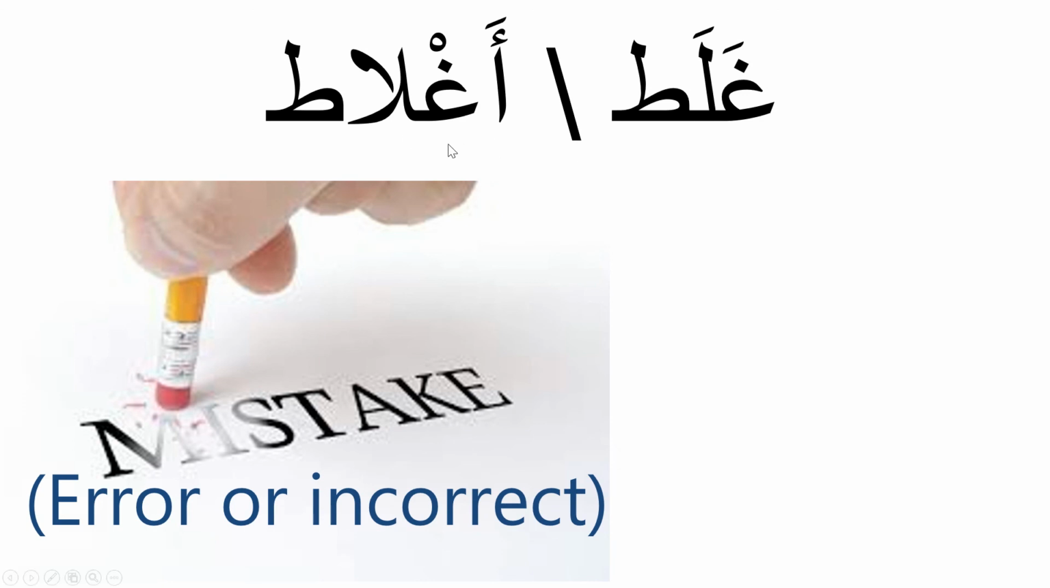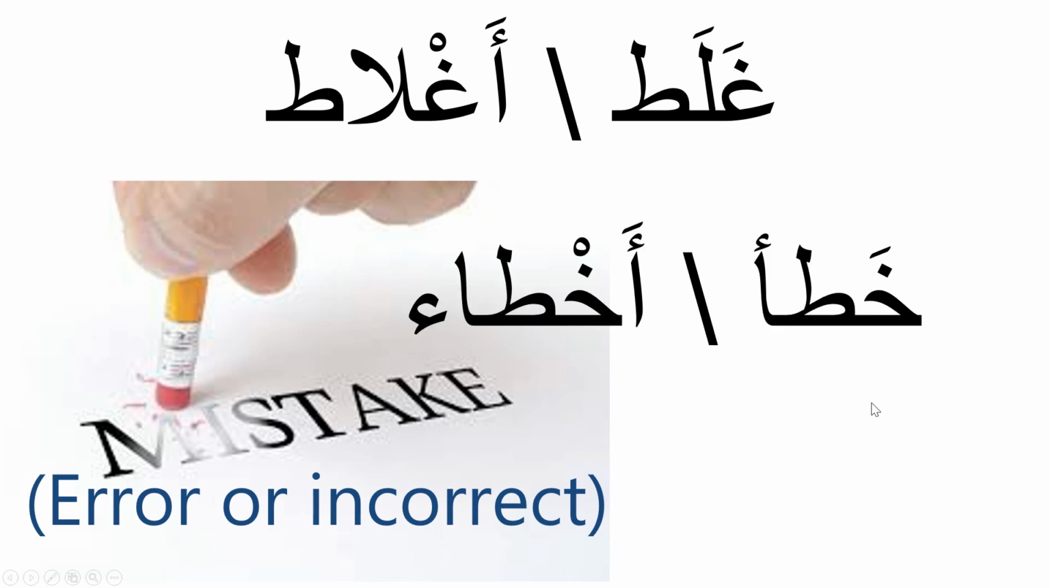And then plural is أغلاط. That is mistakes. And then your synonym here has a kh, right? So it's خطأ. That is an error or a mistake. And the plural is أخطاء. هناك خطأ. There is an error, there is a mistake.